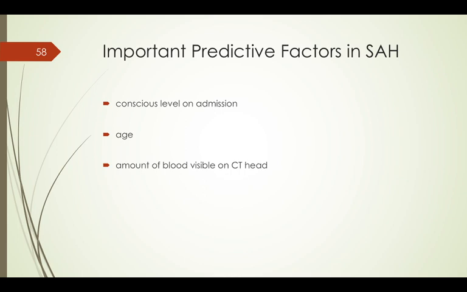So, sort of predictive factors in a subarach would be their conscious level, age of the patient, and the amount of blood seen on a CT head. Fine.